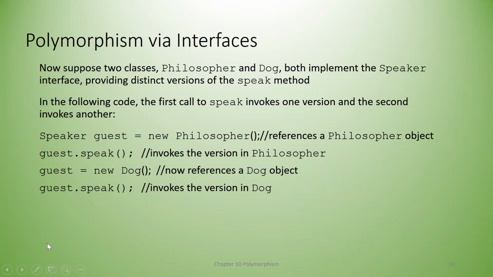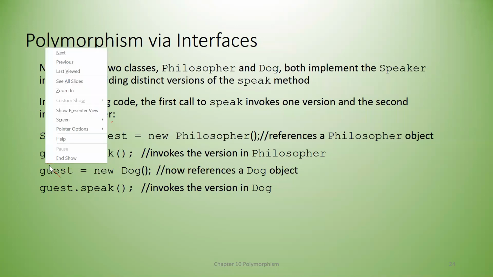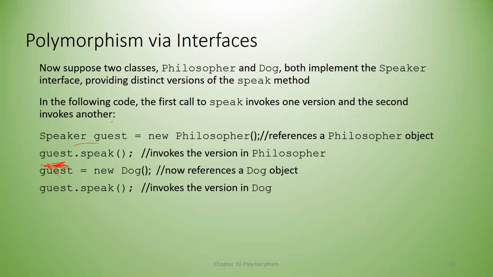So you can only have one interface reference? Say it again, Asa. You can only have like one interface reference on your objects? No, you can declare other speaker references. You can say speaker guest2. You can do that. Not sure if that was your question, but here it's just reusing the guest reference. So it's doing this.